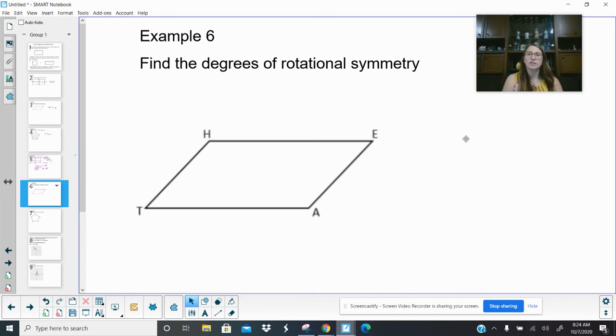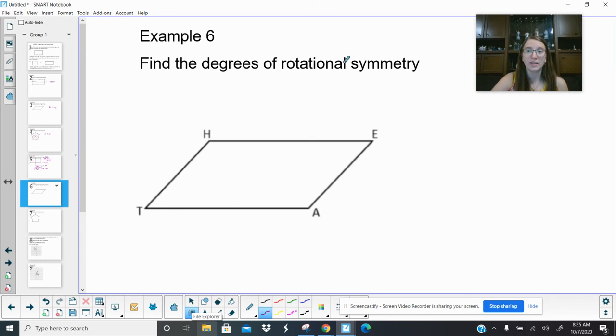Okay, looking at example 6. Now, this is a special case. I did want to look at this one because this is a special case of rotational symmetry. What is this shape called? Do you remember what this shape is called? This is a parallelogram. So basic plain old parallelograms do not have any lines of symmetry. However, there actually is a rotational symmetry here.